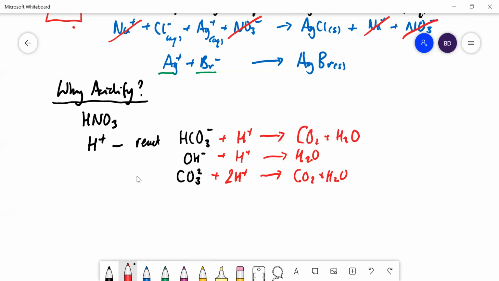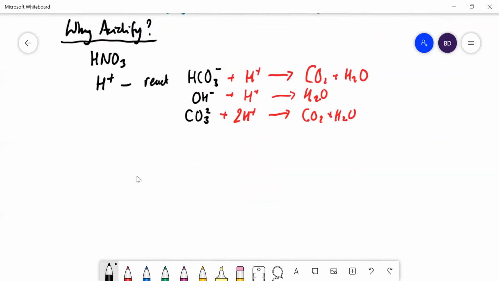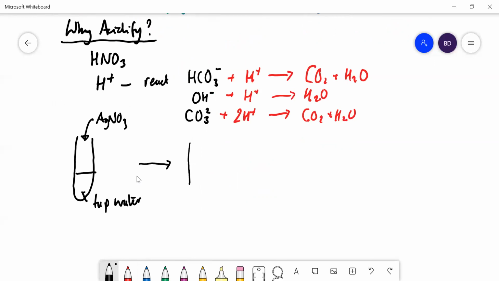If you take a sample of tap water and you want to test if it has chloride ions in it, add a bit of silver nitrate. You'll notice with most samples of tap water, it will go very cloudy. I haven't acidified, and you get a very heavy precipitate. Most of that precipitate is not silver chloride, because tap water contains a lot of hydrogen carbonate ions. Most of it is actually silver hydrogen carbonate.